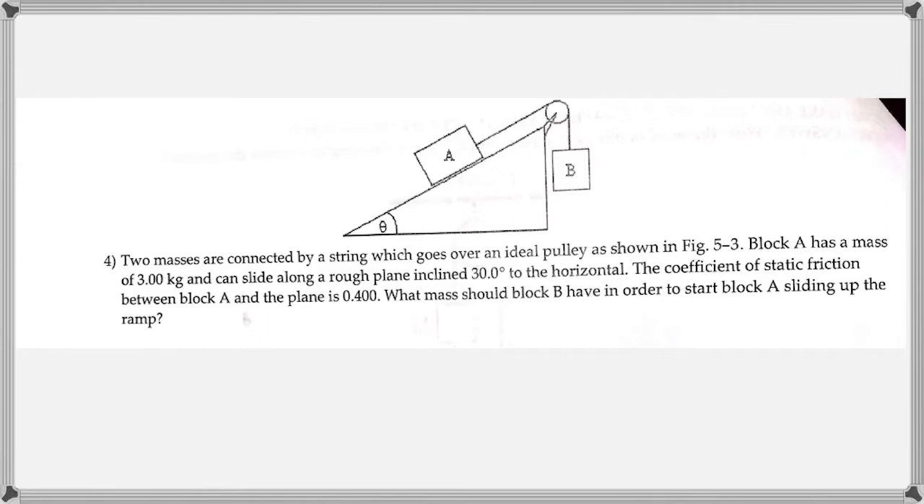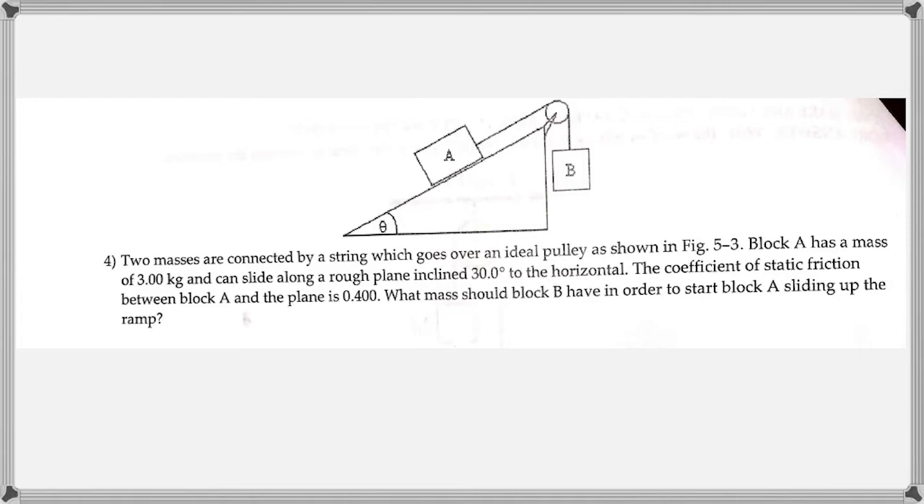So we're trying to find the minimum mass of B so that block A begins to move. In fact, blocks A and B both together begin to move. That is why the coefficient of static friction is given. Static friction is the friction that opposes the motion of an object just before the motion begins. On the other hand, kinetic friction is after the motion begins, while it's moving.